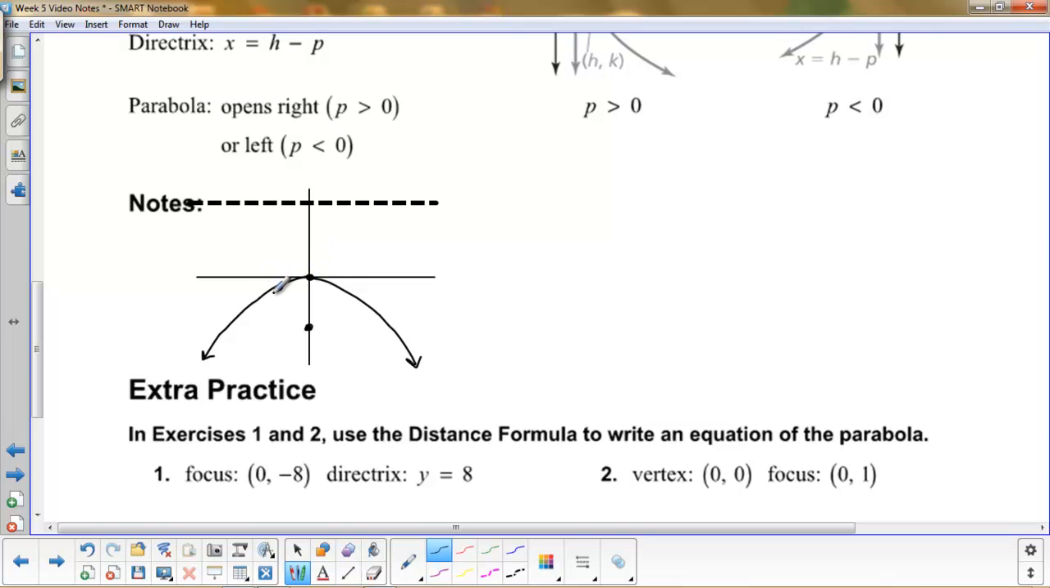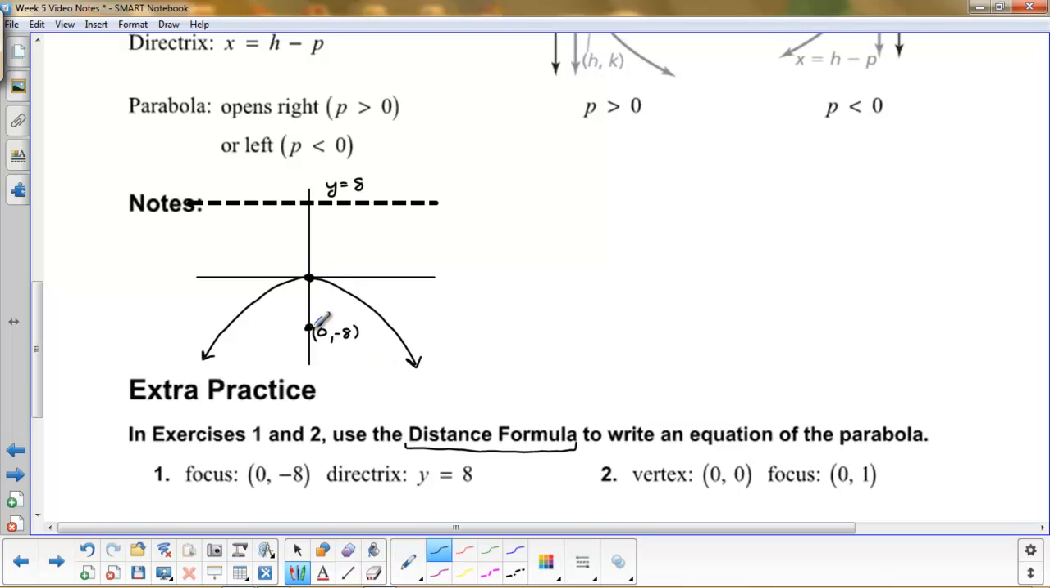Okay? Now in this particular exercise, you're going to be using the distance formula to write the equation of the parabola. So we are going to need this picture to help us understand what that's going to be. So the first thing I know is that this is the equation y equals 8. The second thing I know is that this is the ordered pair (0, -8).